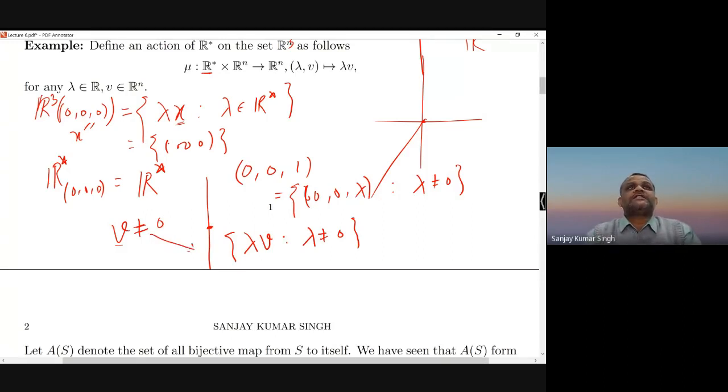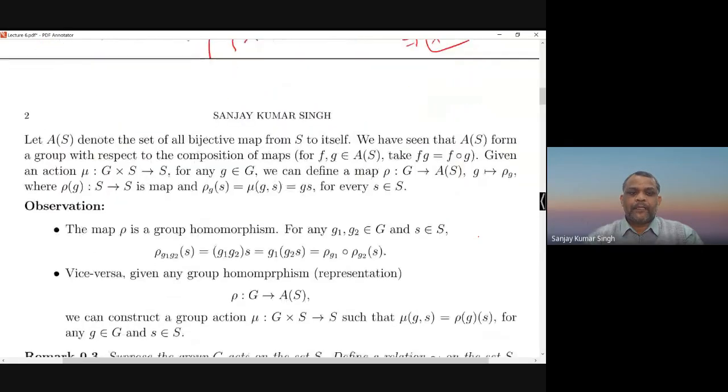And in this case, what is the stabilizer? You will see that the stabilizer is nothing but 1. Why? Because if lambda v is equal to v, it forces lambda to be 1. So now I gave you examples where you saw that an orbit can be a singleton, an orbit can be a line with the origin removed, and the stabilizer group could be the whole group or trivial. And why these notions are important, we will see later.